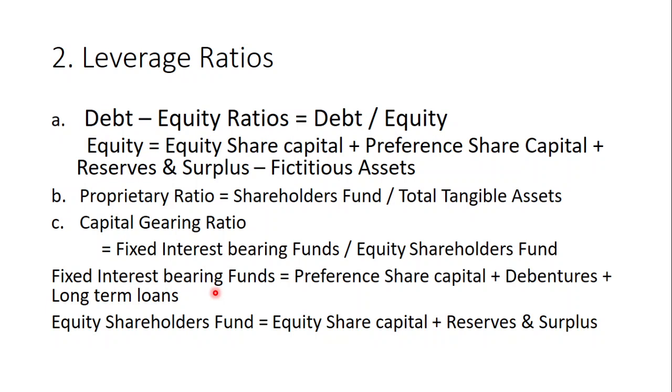Here the fixed interest bearing fund means the funds for which the company has to pay a fixed amount as interest, like fixed preference dividend, debentures for which we have to pay fixed interest, and long-term loans. So these three are fixed interest bearing funds. Equity shareholders fund means equity share capital plus reserves and surplus.